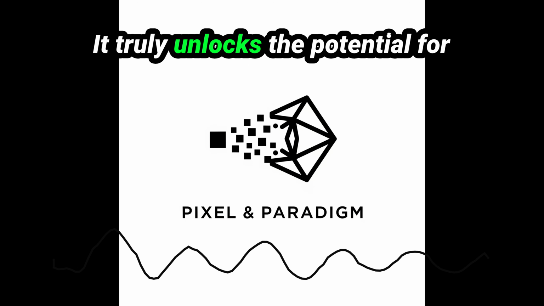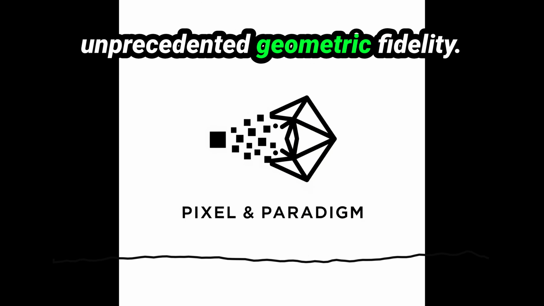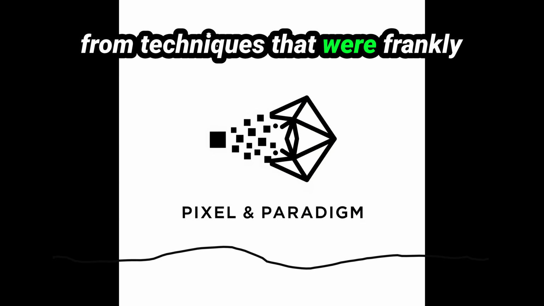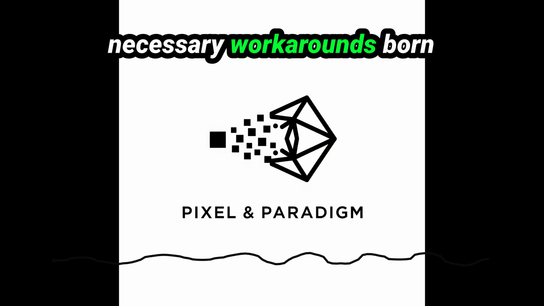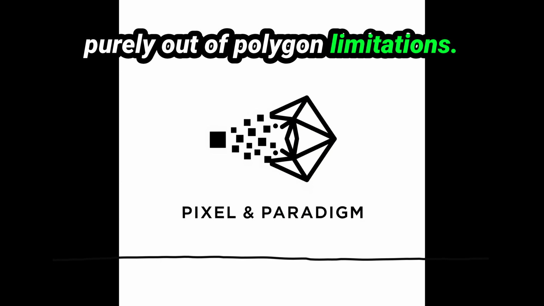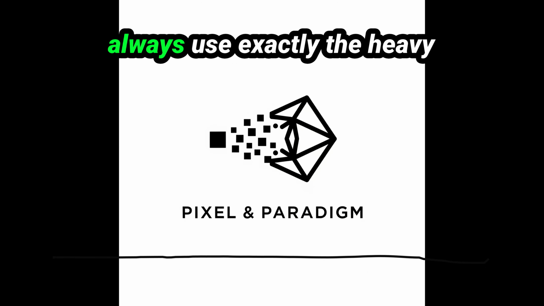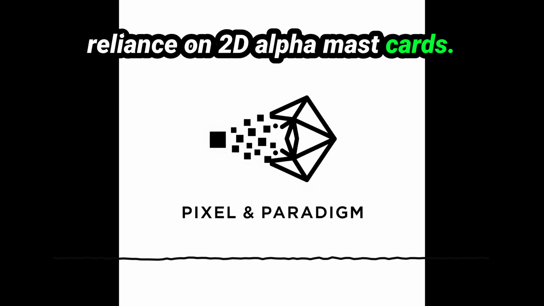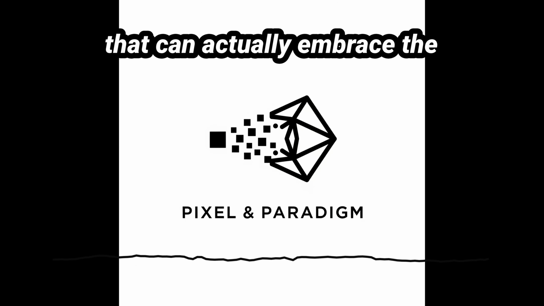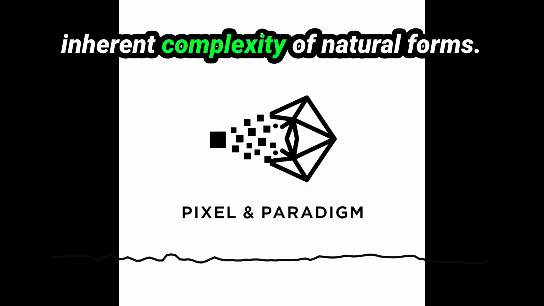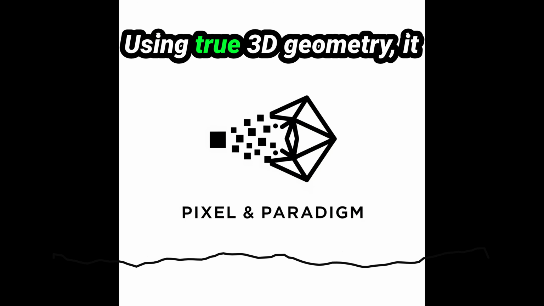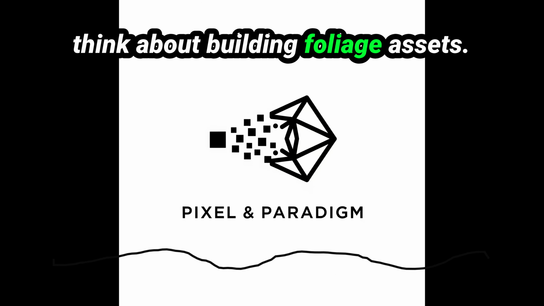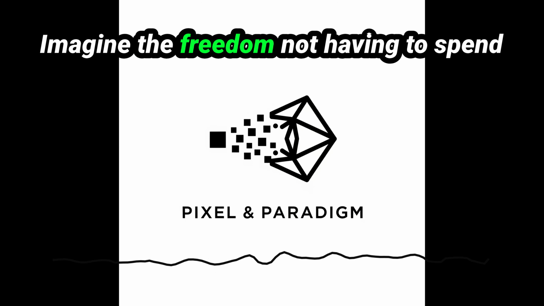It truly unlocks the potential for unprecedented geometric fidelity. It lets artists finally move away from techniques that were, frankly, necessary workarounds born purely out of polygon limitations. Like those 2D alpha cards we always use. Exactly, the heavy reliance on 2D alpha masked cards. Now artists can move to methods that can actually embrace the inherent complexity of natural forms using true 3D geometry. It fundamentally changes how we even think about building foliage assets. Imagine the freedom.